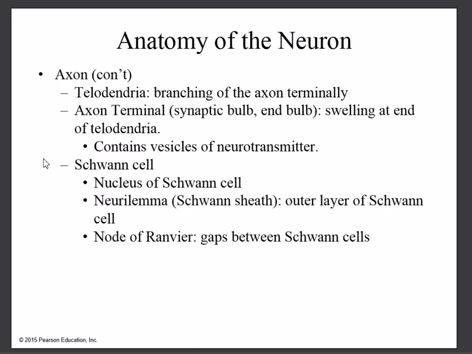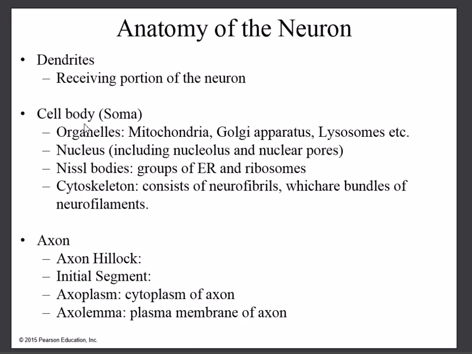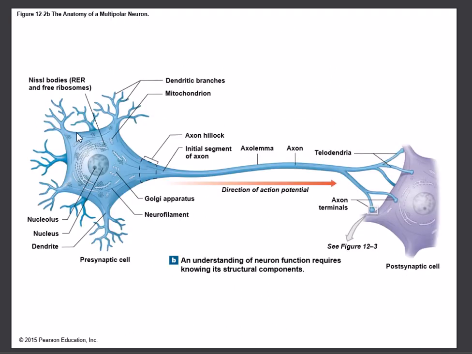The cell body contains all the organelles that keep the neuron functioning. I put here mitochondria, the Golgi, the lysosomes, all the normal things, nucleus, the nucleolus, everything that we would expect to see. They're going to be inside the cell body, and you can see them all over here, is the nucleus and the nucleolus.